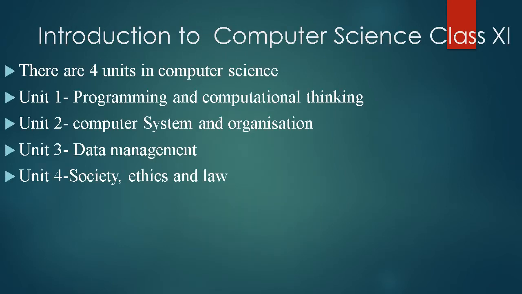So in this computer science class 11 we have 4 units. Unit 1, Programming and Computational Thinking. Unit 2, Computer System and Organization. Unit 3, Data Management. And Unit 4, Society, Ethics and Law. So these are the 4 units we'll be studying in class 11. So what are the things we'll be learning in this computer science we'll discuss below.